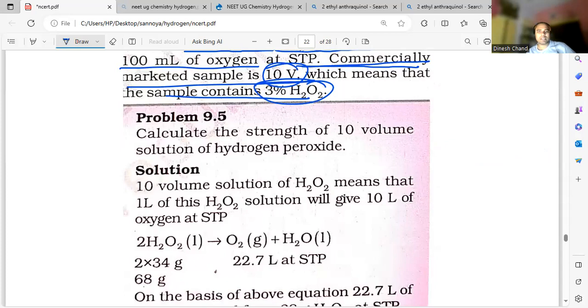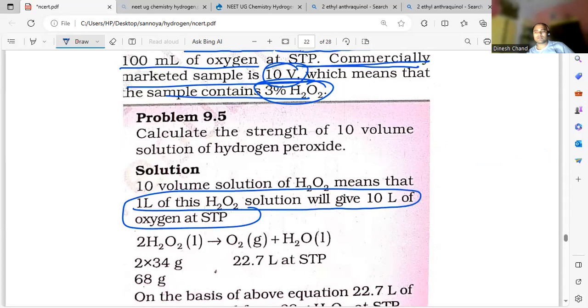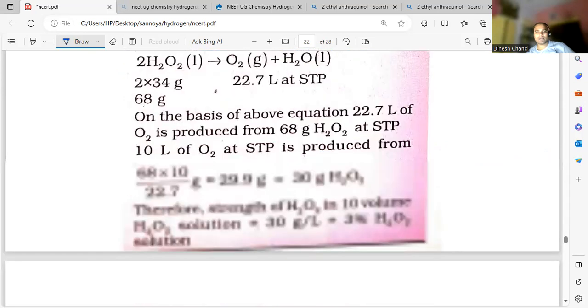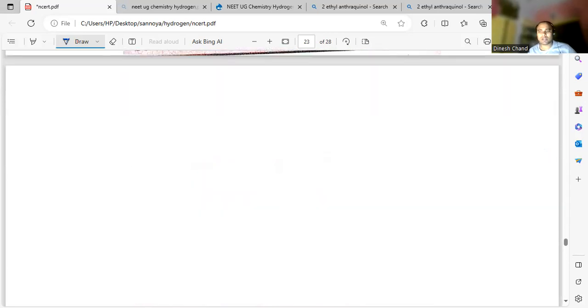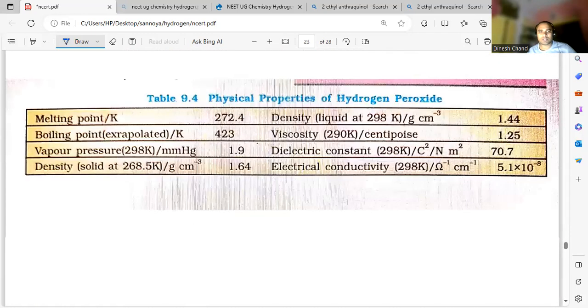Yes, sir. 1 liter H2O2 solution will give 10 liters of oxygen at STP. That day we have done. So this portion I am not dealing. Okay. Now the chemical properties is the important one that we are dealing with today.